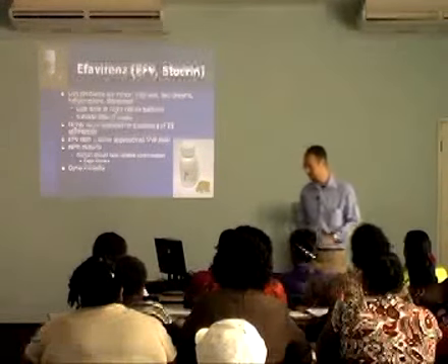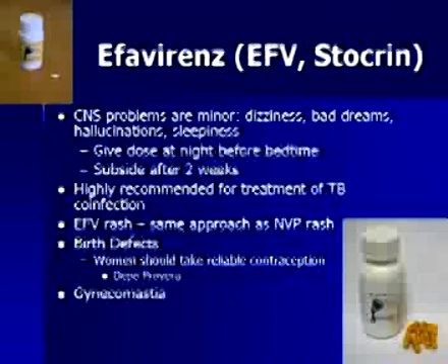This is the drug that's highly recommended for patients on TB treatment, okay? Because the drug-drug interactions are the lowest. There are drug-drug interactions with most ARV medicines and TB medicines, but Stocrin actually has the lowest. It can also cause a rash in patients, similar to nevirapine, not as common as nevirapine and usually not as severe as nevirapine.